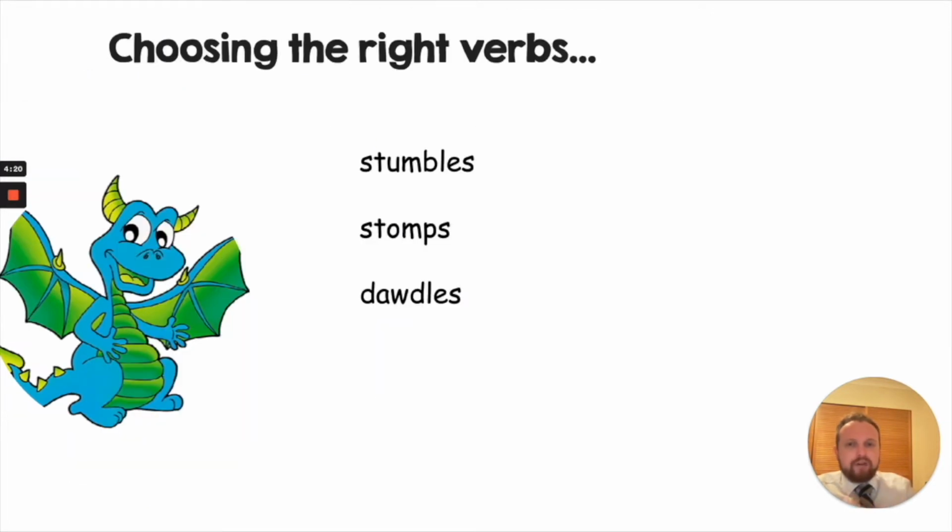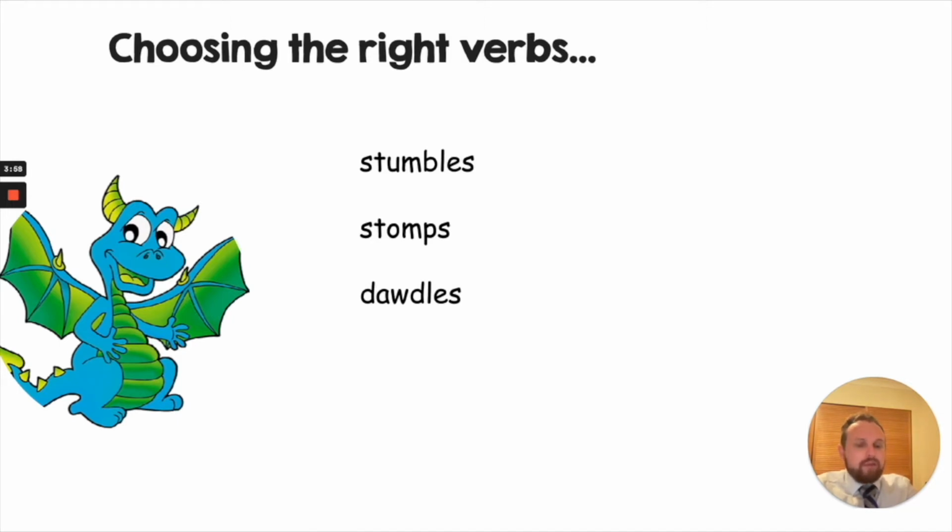Okay, so I've decided, choosing the right verbs for Deborah, I think Deborah stumbles quite a bit. I think she's quite unsteady on her feet. I think she probably stomps around. And I imagine she dawdles as well sometimes. Okay, so I've got 3 verbs here that describe how I think Deborah the dragon moves.